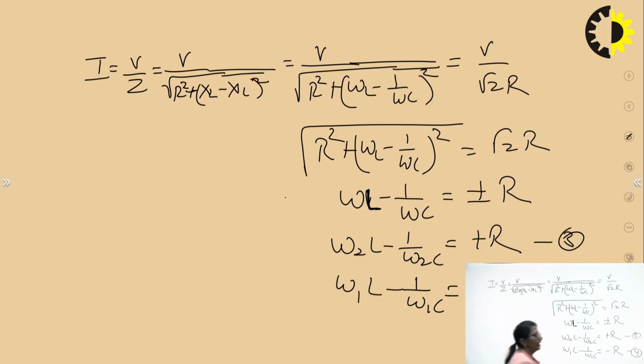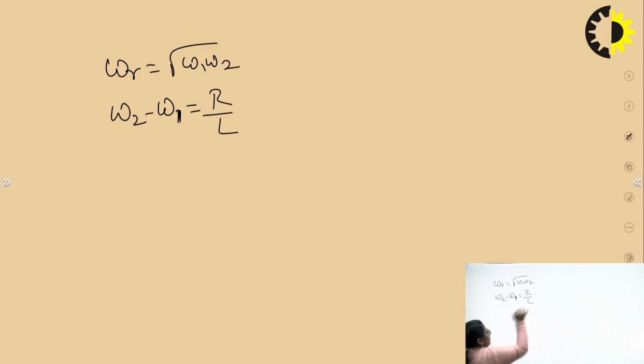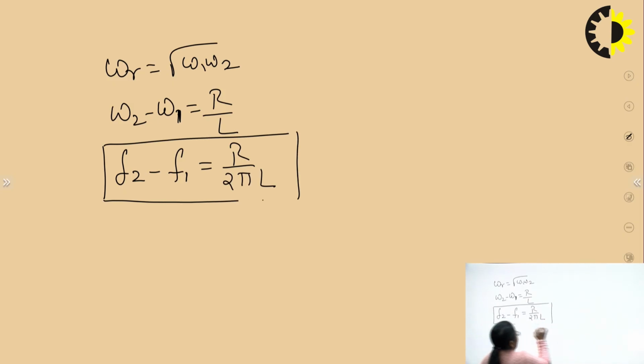If at all I subtract equation number 3 and 4, we are going to have omega 2 minus omega 1 is equals to R by L, right? Omega 2 is corresponding to the upper cutoff frequency F2, and omega 1 is corresponding to the lower cutoff frequency F1, that will be given by R upon 2 pi L, where this F2 minus F1 is actually nothing but the bandwidth, right?